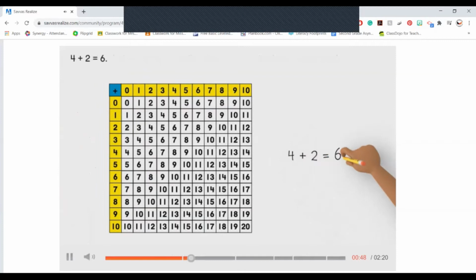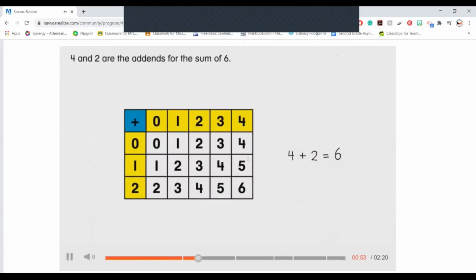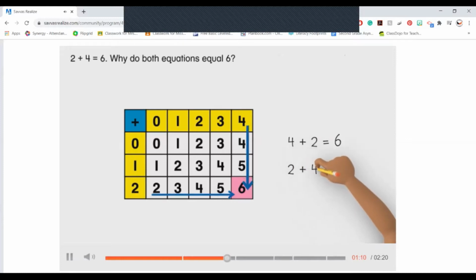4 plus 2 equals 6. 4 and 2 are the addends for the sum of 6. What other equation can you write to show the sum of 6 in the third white row? 2 plus 4 equals 6. Why do both equations equal 6?